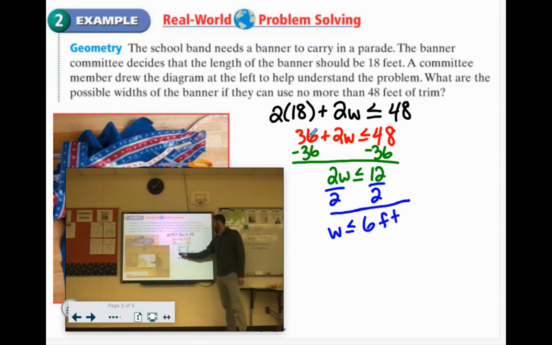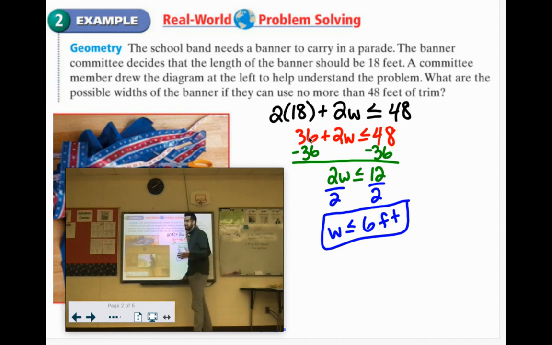Now, that's kind of imperfect because it can't really be negative, right? So it would have to be greater than 0, but less than or equal to 6. And in the next section of notes, we're going to learn how to write an inequality like that. It's called a compound inequality. We'll get there. Tune in tomorrow.